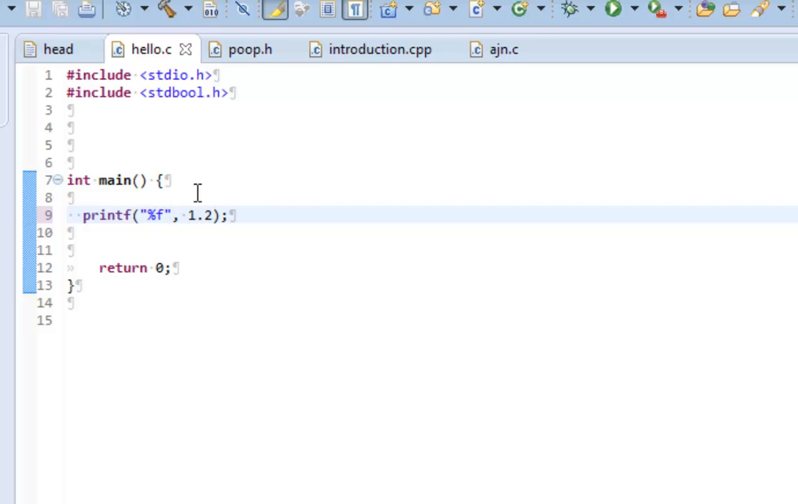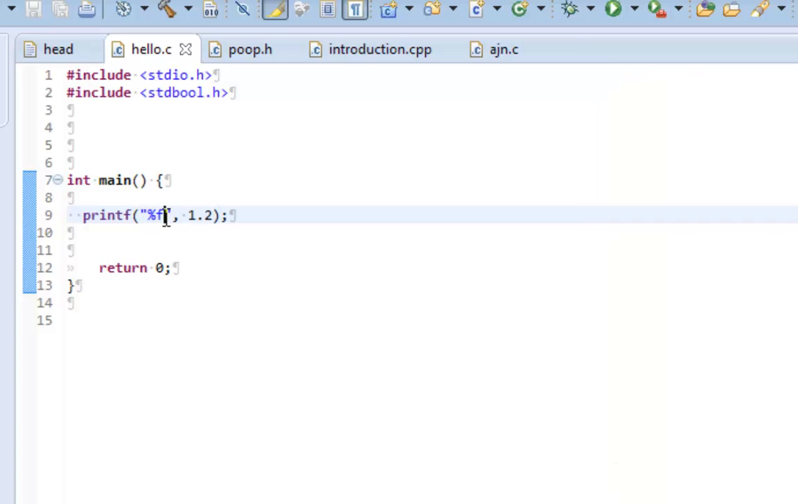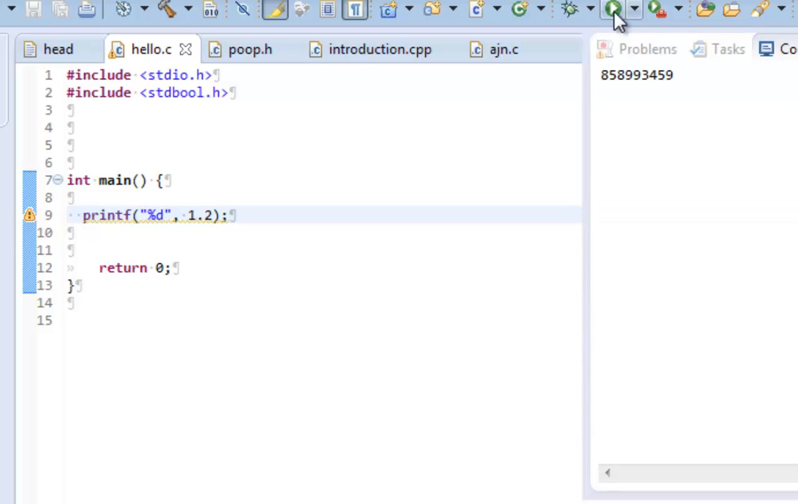And let me just show you here. So I have a float of 1.2, and boom. Let's see if I can do this with d as well. And I get some very, very weird number that we are not going to worry about. So you can only do decimal numbers with %f.